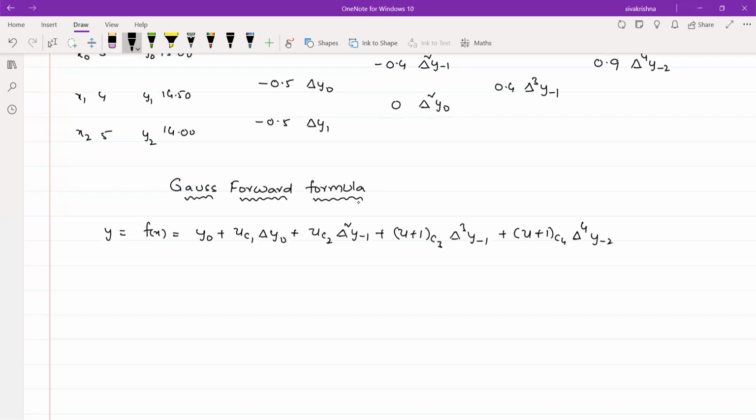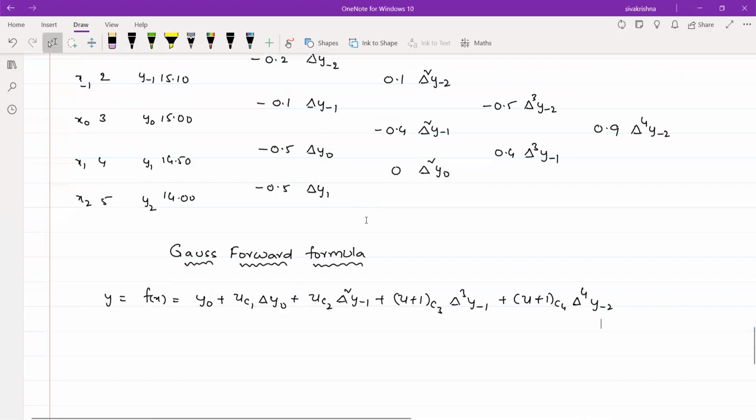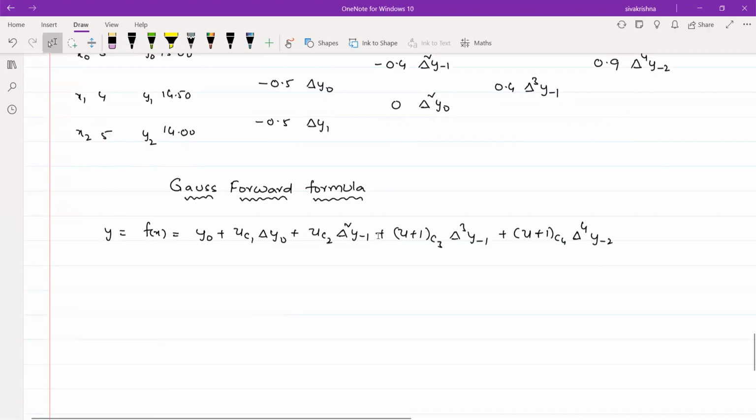Since we are having up to fourth difference in the difference table, we have to write the formula up to fourth difference. So I have written up to fourth difference. So we have to simplify the formula. So y naught plus uc1 means u into delta y naught plus uc2 means u into u minus 1 by 2 factorial into delta square y sub x minus 1 plus u plus 1 c3 means we have to write 3 factors.